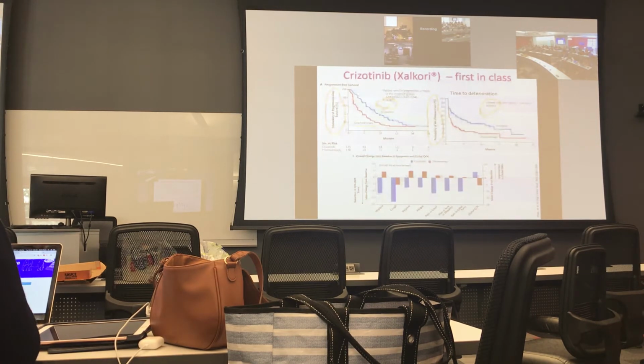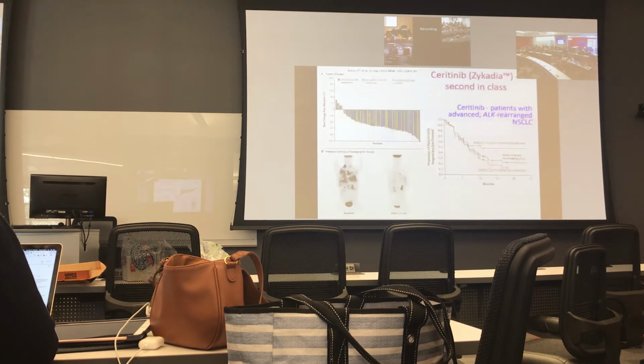Down here, we're looking at quality of life indicators. So here we have improvement in quality of life and mean change from the baseline, and so crizotinib outperforms chemotherapy for nearly everything in this case. Here we're looking at ceritinib. So once crizotinib was approved, then of course other companies see the opportunity for market share.